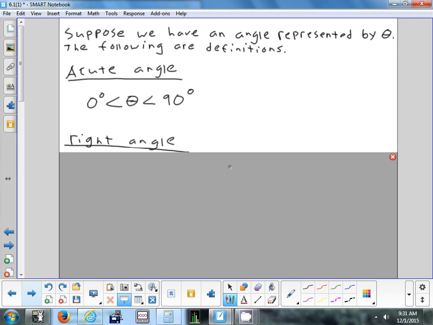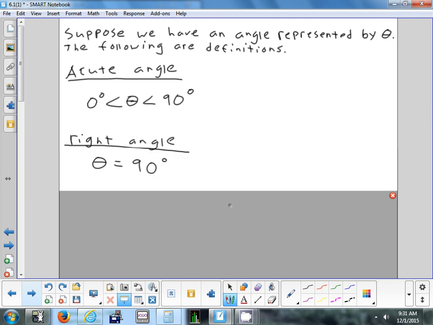Okay, how about a right angle? More than 90? No, not more than 90. That's going to come up in a little bit. But a right angle is exactly 90.